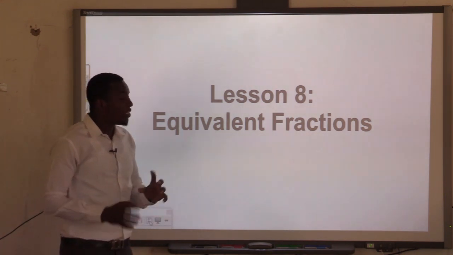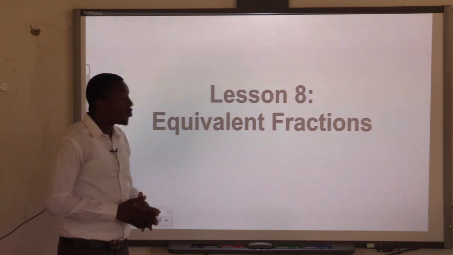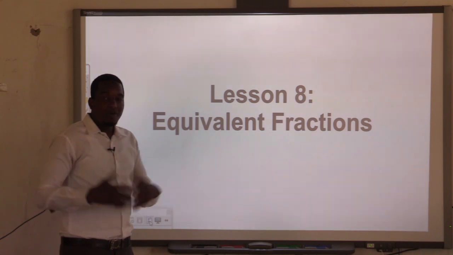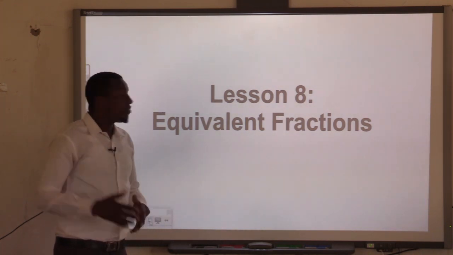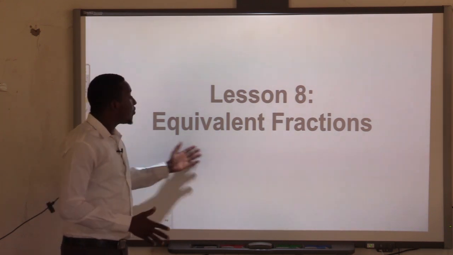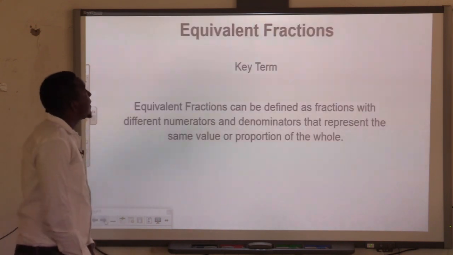We are going to deal with how to find, if you're given a fraction, how to get its equivalent. Also, when you're given two fractions, how do you determine whether those two fractions are equivalent? We also talk about the definition of equivalent fractions. So without wasting much time, let's start the work.